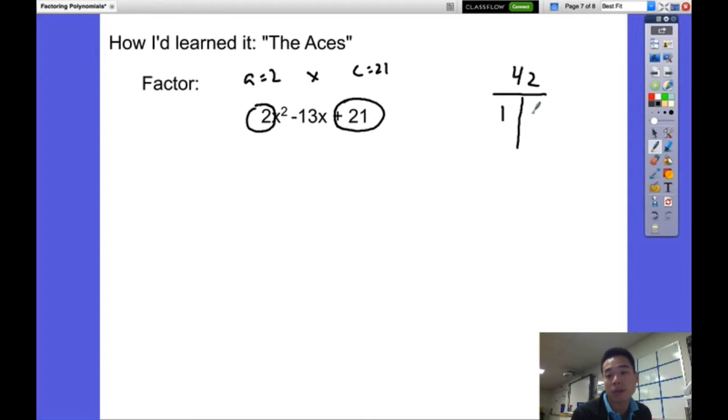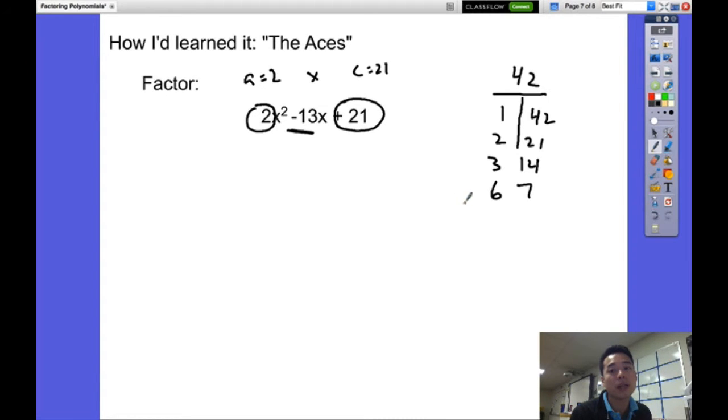Here I have a positive 42, so I got 1 and 42, 2 and 21, 3 and 14, 5, nope, 6 and 7, and then I'm just going to go ahead and stop there. Okay, and then I'm going to figure out if there's any two factors that I can add that will give me negative 13. Sorry, because we're still looking at the middle term. Here, I have a negative 13.